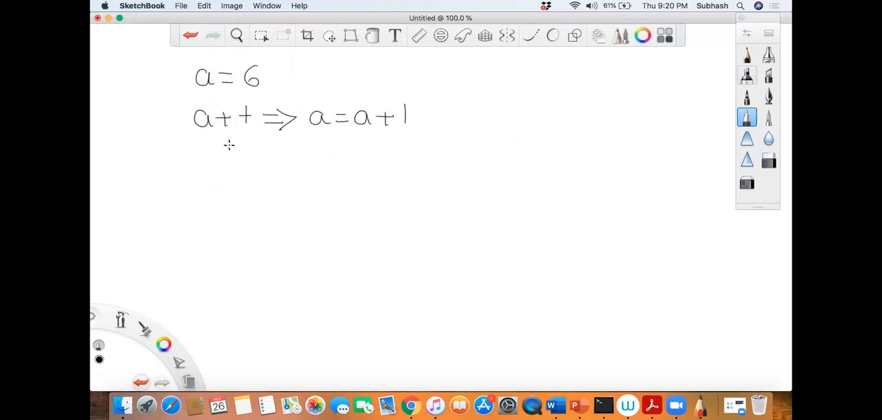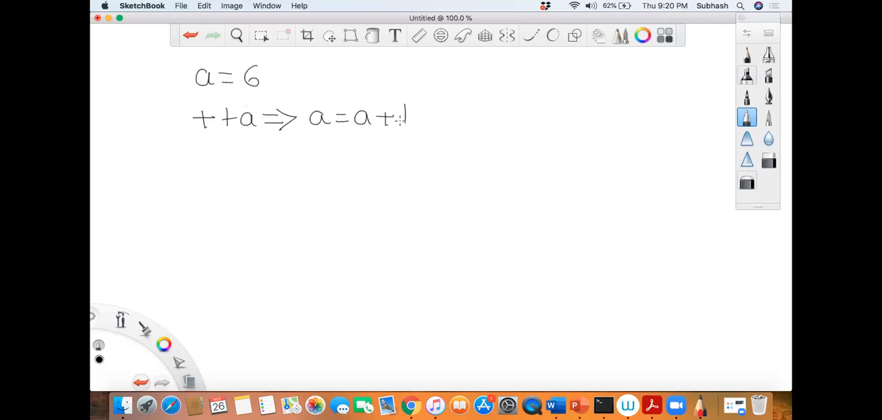There is one more operator, called plus plus A. Even this does the same thing: A is equal to A plus 1. Is that okay? Yes, sir. So after doing plus plus A or A plus plus, what should be the value of A? Tell me. 6. Hey, 7. Sahil, you have to increase the value.